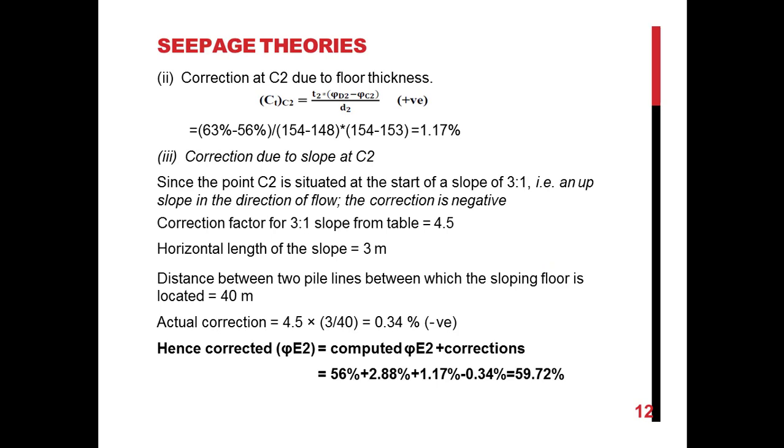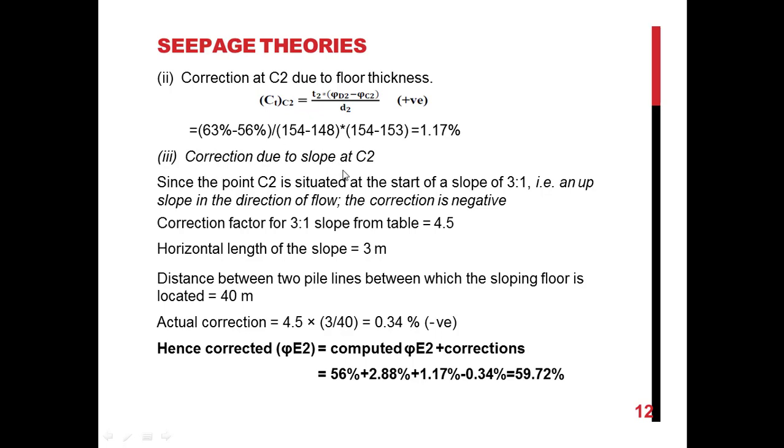Also the correction at C2 due to thickness of the floor, CT into C2, is equal to T2 into phi D2 minus phi C2, divided by D2. Phi D2 is equal to 63%, phi C2 equal to 56%, so 63 minus 56 divided by 154 minus 148, which gives the total depth D2, and 154 minus 153 gives the value of T2, equal to 1.17%. So this is the correction value due to thickness of the floor.